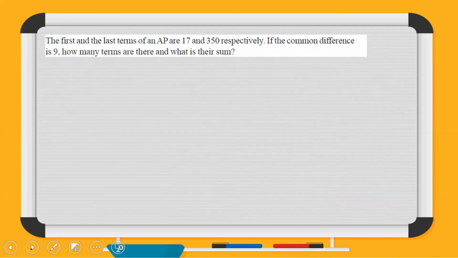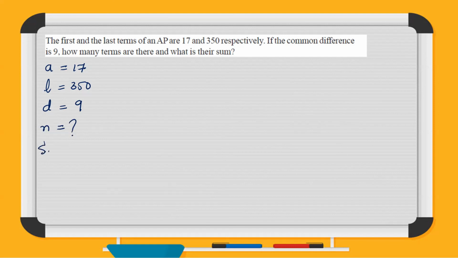So just make the changes in your answer, right? Okay. Proceeding, the next question that we have is this. It says the first and the last term of an AP are 17 and 350 respectively. So let's write a is equal to 17, l, the last term, is equal to 350. If the common difference is 9, d is also given to us. How many terms are there and what is their sum? So here we need to find out n and Sn as well.